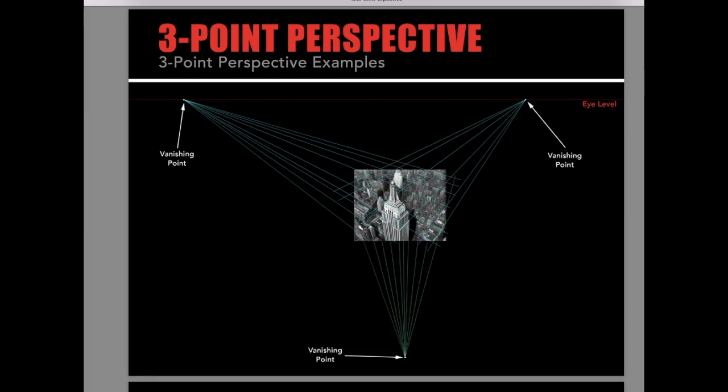And then anything that you could see as a vertical line will converge down to the 3rd vanishing point, which is on a line that's perpendicular to the eye level, either above or below the eye level line. So in this case, we're looking down at this image of the building. So our vanishing point is way, way down here, our last vanishing point.